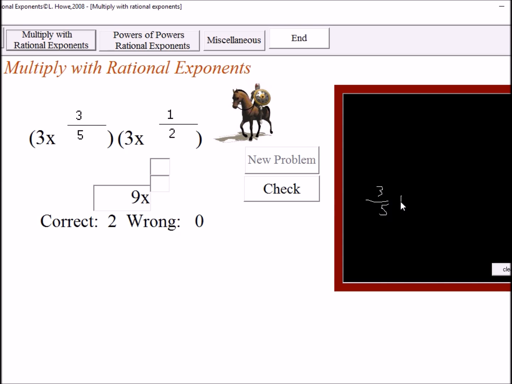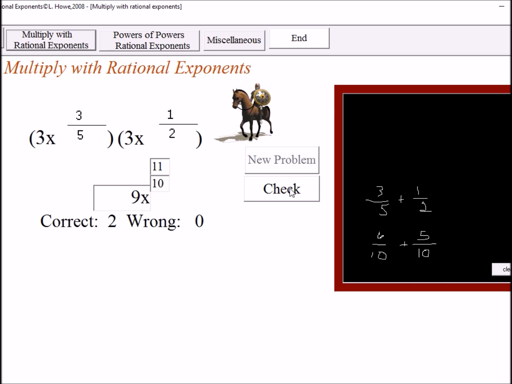3/5 and 1/2. We can only add things that are alike, so it looks like the common denominator would be 10. This would be 6/10. This would be 5/10. So it looks like it's 11/10 again. I hope you get the idea.